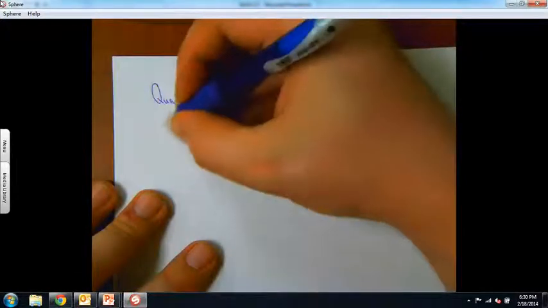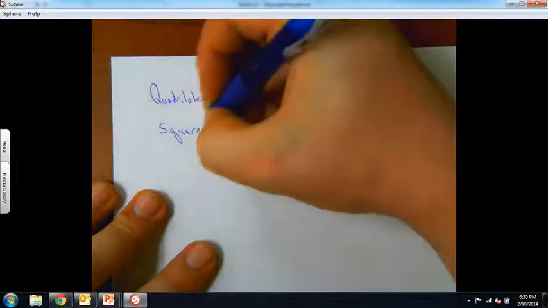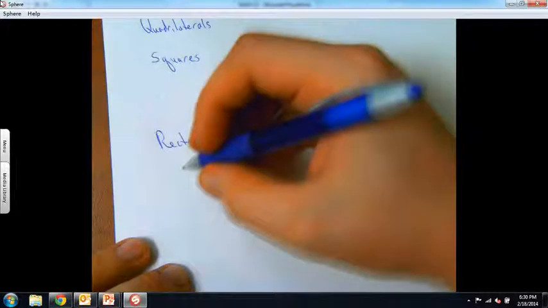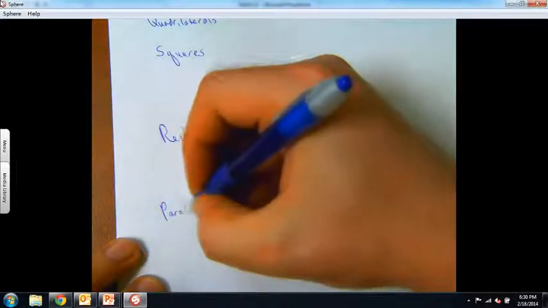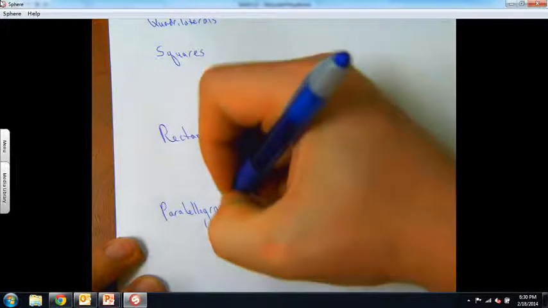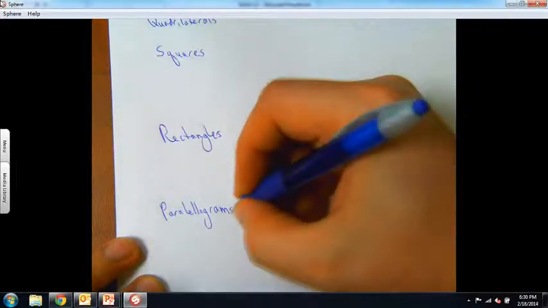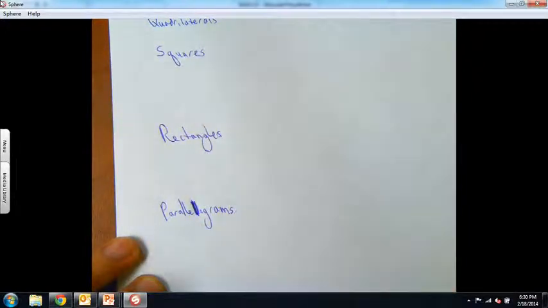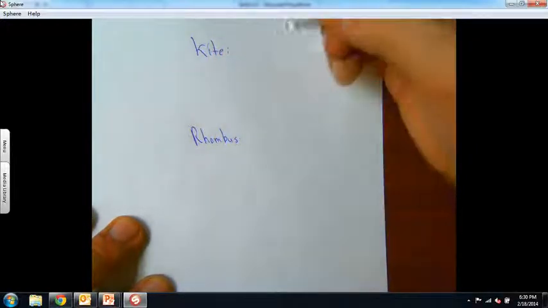So we have squares, rectangles, parallelograms, and yep, I just misspelled parallelograms. Parallelograms, kites, rhombus or rhombi, as I believe is the plural, and trapezoids.